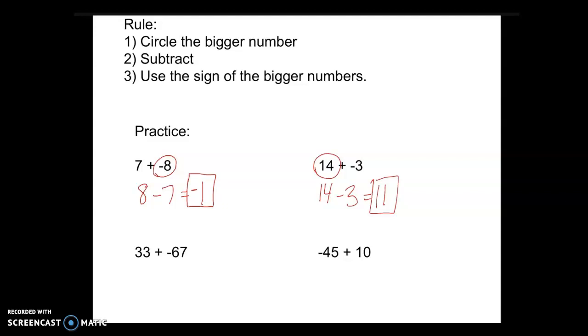33 plus -67. 67's our bigger number, so we can circle 67. Subtract 67 minus 33 gives us 34. -67 is circled, so your answer is going to be -34.